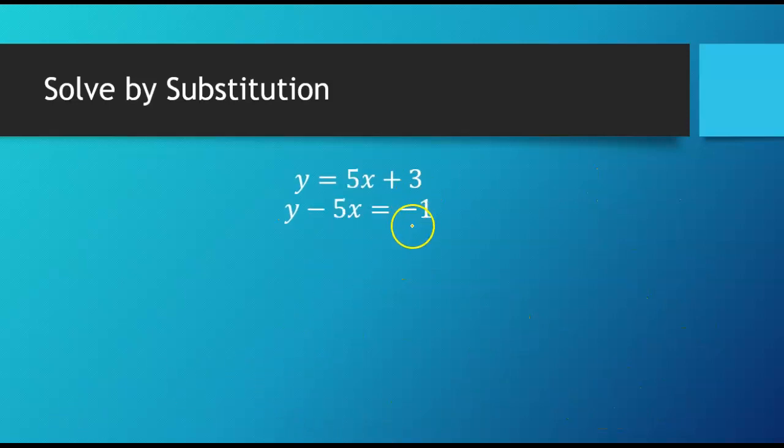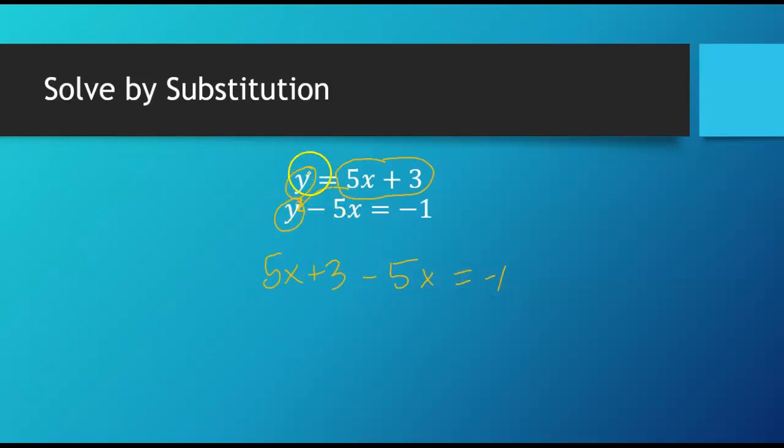All right, so this one, y is equal to 5x plus 3. I already have y all by itself on one side, so I can take 5x plus 3 and replace this y with it. I'm just going to plug it right in where that is, because if y equals 5x plus 3, then I can replace that y with 5x plus 3. So 5x plus 3 minus 5x equals -1.